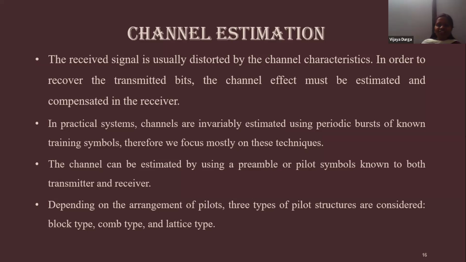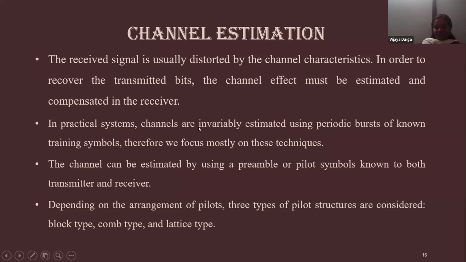So how to do channel estimation? There are three different techniques. One is the pilot-based channel estimation, the second one is blind channel estimation, and the third one is semi-blind channel estimation. Each and every method has its own advantages and disadvantages. Out of these, in general, pilot-based channel estimation provides an accurate estimation. So that's why I have taken that part here.